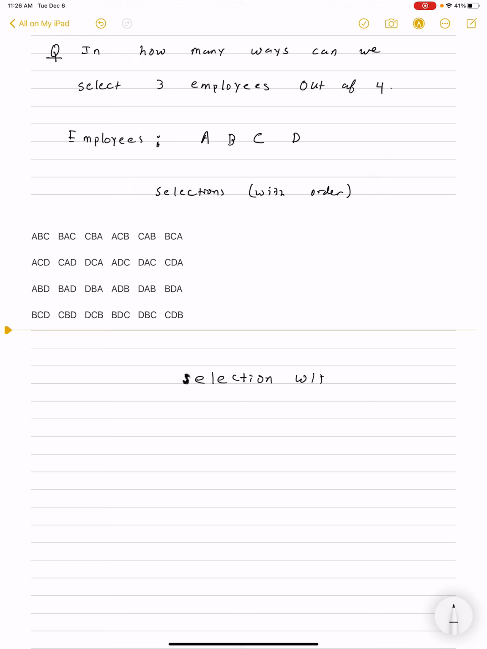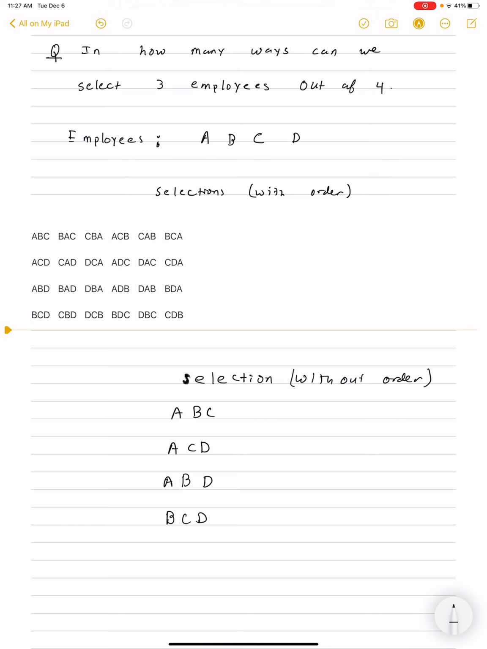Here would be your selection without order. So it would just be ABC. It would be ACD. It would be ABD. And then finally it would be BCD.